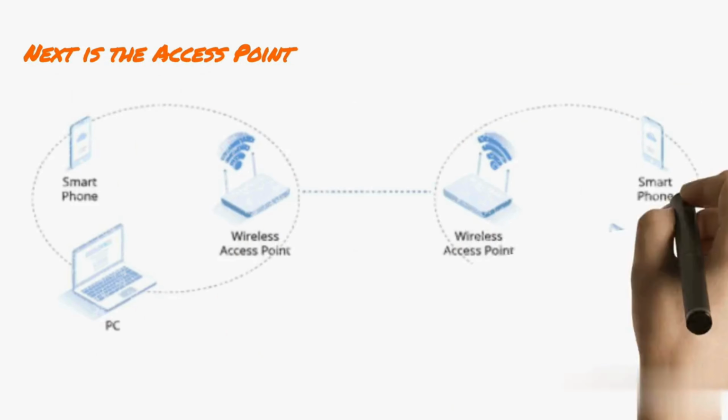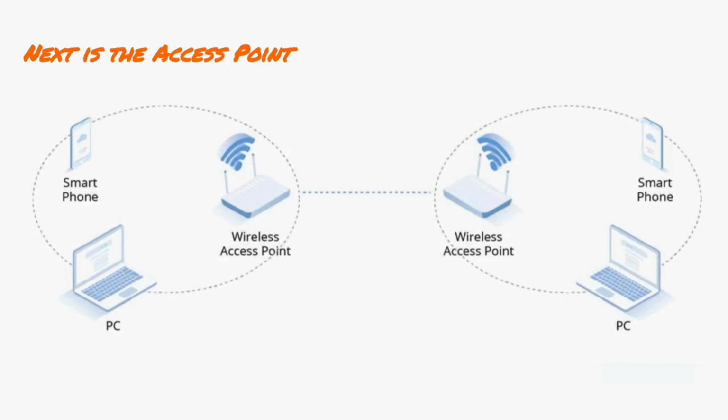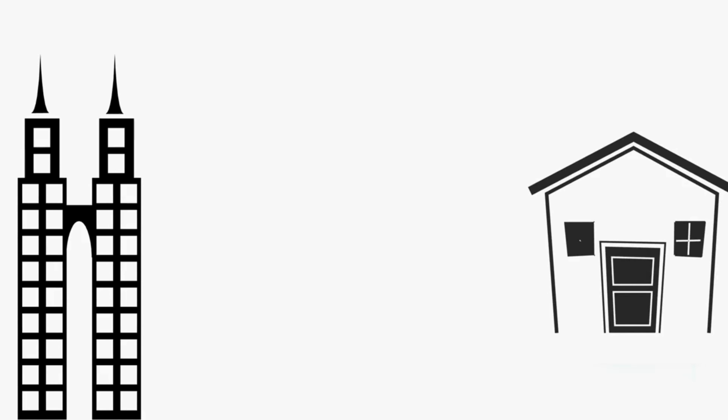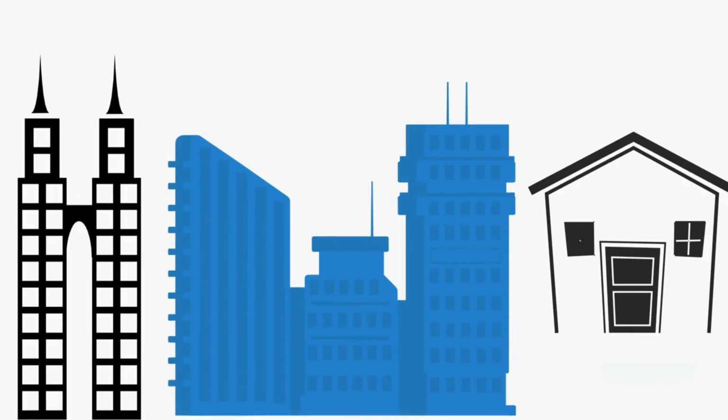Next is the access point. An access point is a device that allows wireless devices to connect to a wired network using Wi-Fi. Access points are used to extend the range and coverage of a wireless network. They are ideal for large homes, offices, or public places where you need Wi-Fi access in multiple locations.